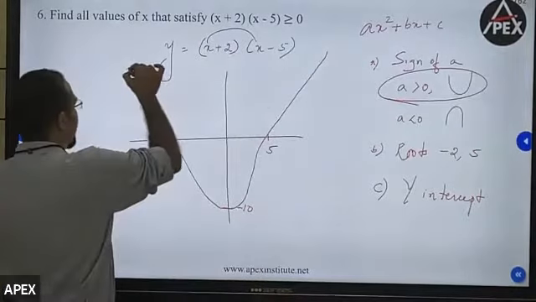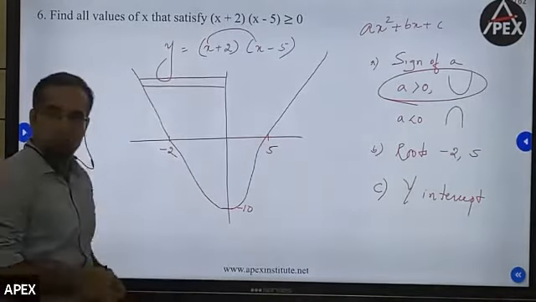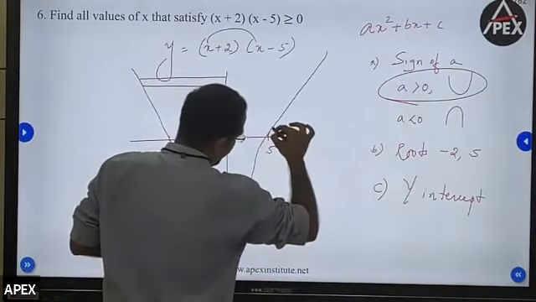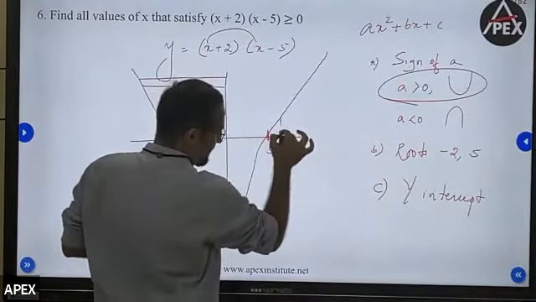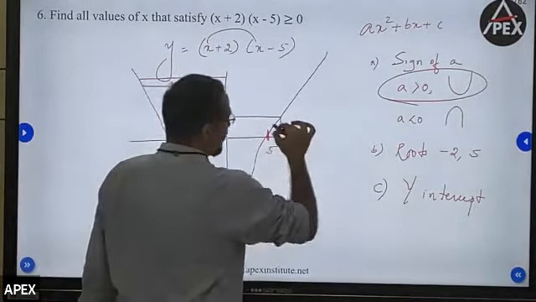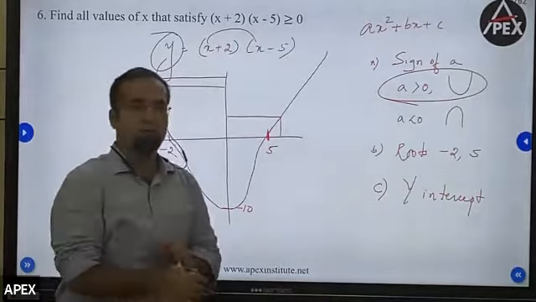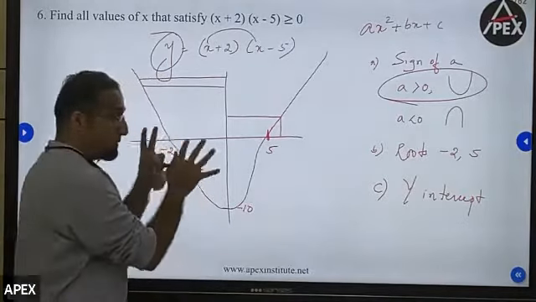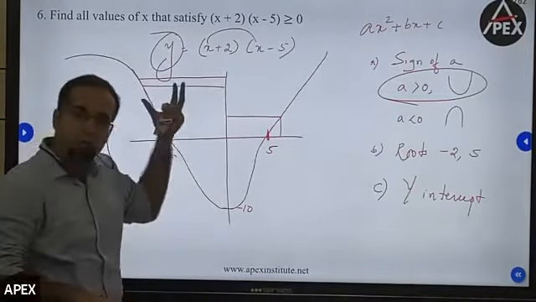Can I say these corresponding values are the values of y? Yes or no? So these are the values of x and these are the values of y. Can I say for all the values of x greater than 5, the value of y is always positive? Yes or no? Online guys? So always remember this parabola. And I know that for all the values of x less than minus 2, the value of y is positive.